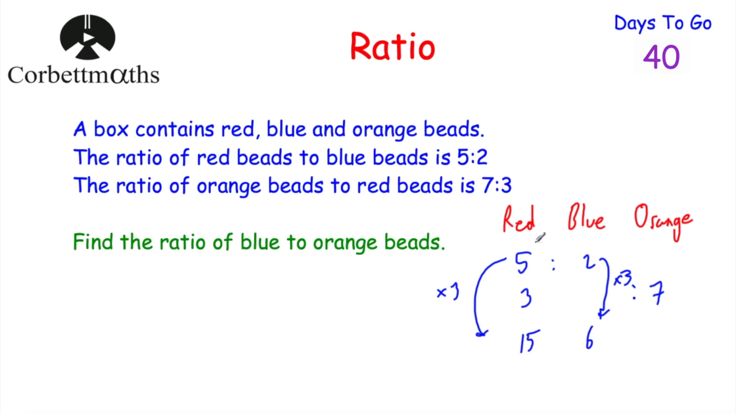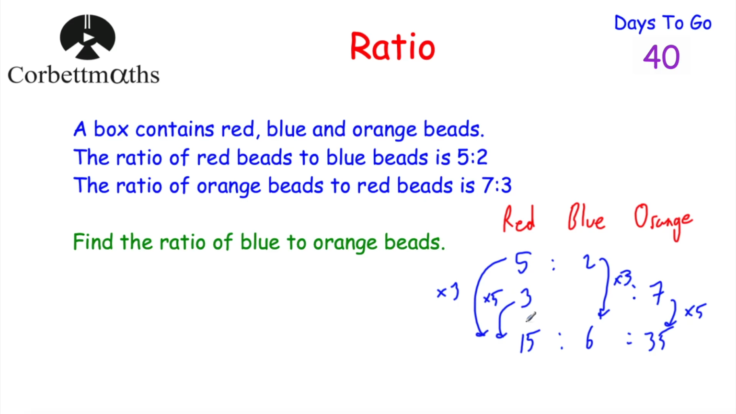So because we knew that for every 5 red beads, there's 2 blue beads, if we had 15 red beads, there'd be 6 blue beads. So that makes sense. Now if we have a look at the next ratio, we had for every 3 red beads, there was 7 orange beads. So to get from 3 to 15, we multiply by 5. So if we multiply the 7 by 5, that's equal to 35.